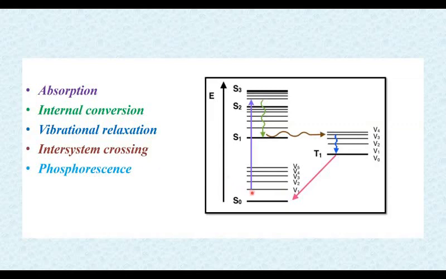Here, first of all, it is absorption and excitation as shown here. Then from a higher electronic energy level, an electron can come to the lower energy level from higher states to the lower state of the same spin multiplicity. It is called internal conversion.